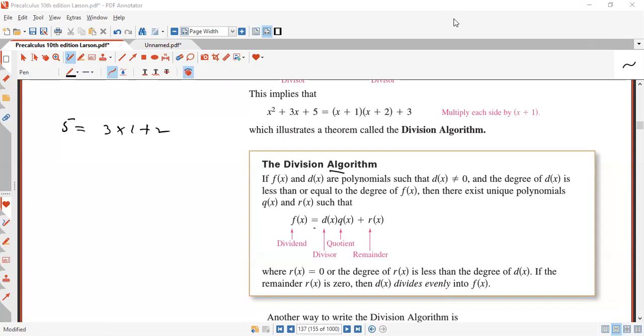So how can you use it, and what is the purpose of this division algorithm? If you have divided an integer, there are quotient and remainder, so there is a relation in general that I have to write.